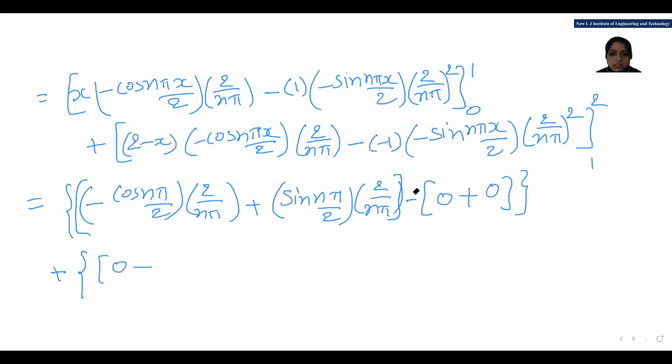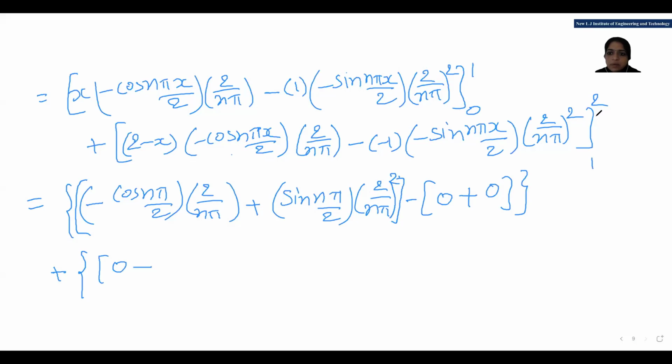Just a minute. See, okay, this one, sine, okay, square, right? This is square. Here 2 upon n pi. If I put 1, so sine n pi by 2, this is minus minus plus, and here 2 upon n pi whole square, right? And for the lower limit, both terms will be 0.